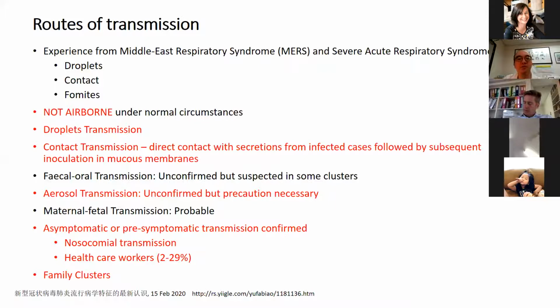Evidence has demonstrated the transmission is mainly by droplets and contact, including contact with contaminated surfaces of equipment. However, it does not support routine airborne transmission. Airborne transmission does not occur under normal circumstances, except during aerosol generating procedures, such as intubation. So the WHO has recommended airborne precautions for these aerosol generating procedures.